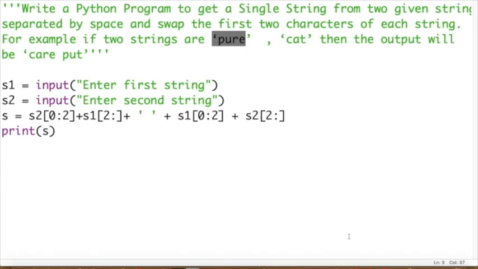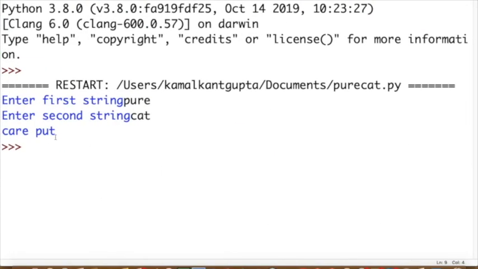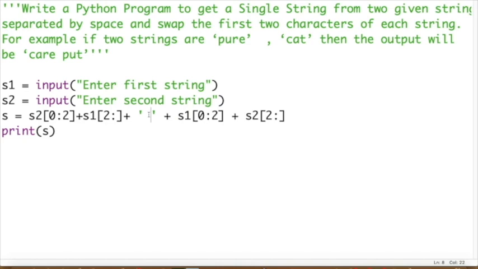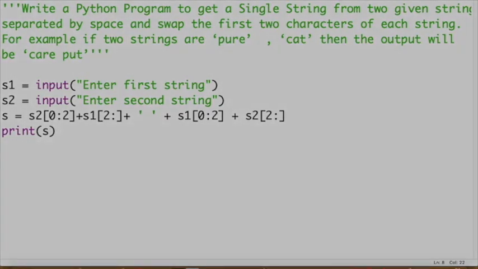So that makes the first string, and then a space is concatenated with that. In the output, you can see that a space is there, so we have to concatenate an extra space over here. And then again, we take out the first two letters of the first string, concatenated with the remaining letters of the second string except its first two letters. This is concatenated again, and this whole concatenation produces the required output, right? So this is a very good example of string concatenation.